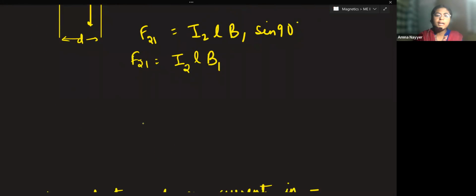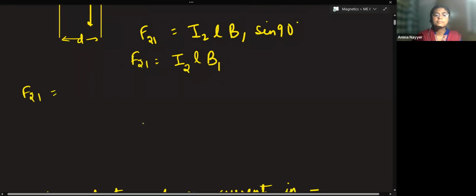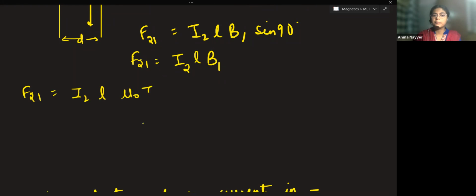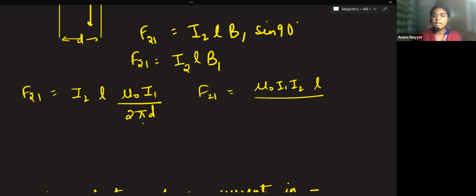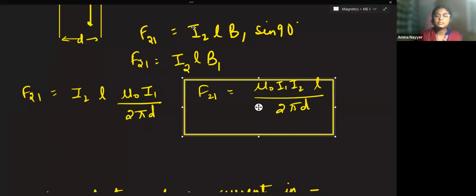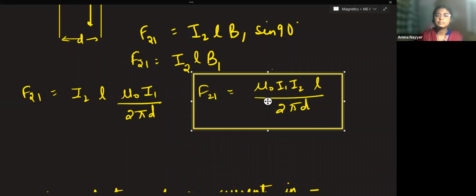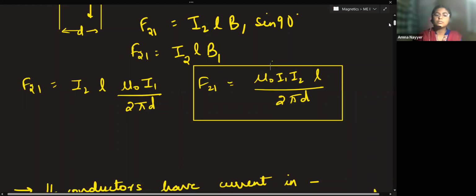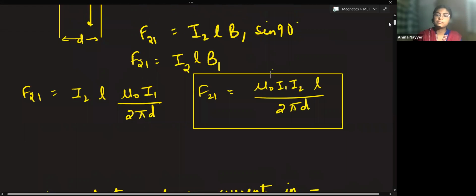So if you put in the value, F21 will be what? I2 L. Instead of B1, I will write mu naught I1 divided by 2 pi d. What is the formula of force on the second wire due to the first one? It's mu naught I1 I2 L divided by 2 pi d. This is the force on the second wire due to the first one.